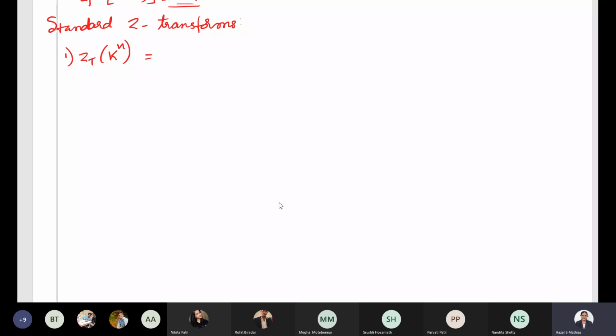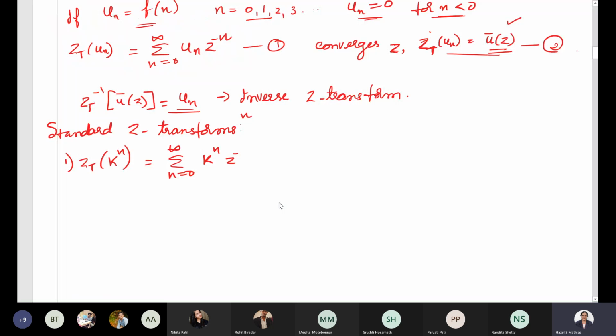We apply the formula of Z transform: Z transform of u_n is summation n equal to 0 to infinity of u_n z power minus n. Here we have summation n equal to 0 to infinity of k power n z power minus n. Z power minus n can be written as 1 by z power n, so it becomes k power n by z power n, which is (k by z) power n.